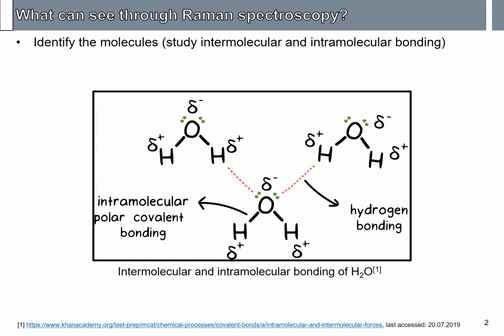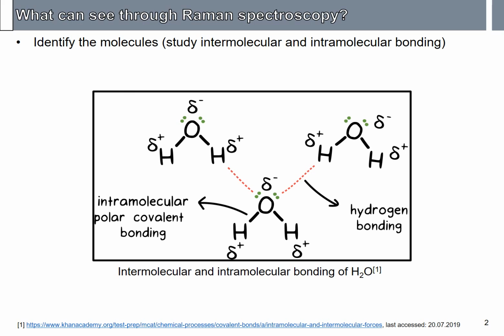What can we see through Raman spectroscopy? We can identify molecules by studying intermolecular and intramolecular bondings. I will give an example of intermolecular and intramolecular bondings. Please see the figure. It describes the intermolecular and intramolecular bonding of water.